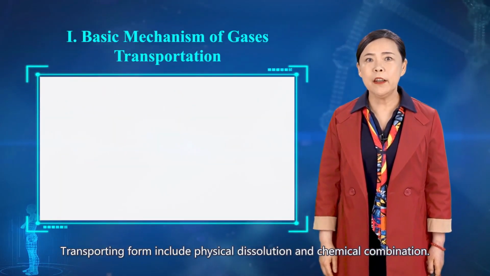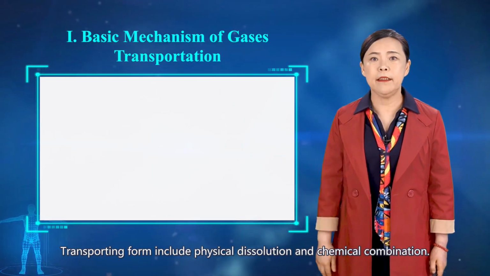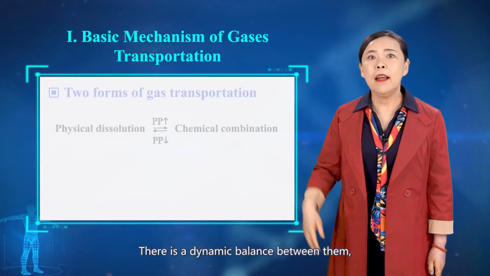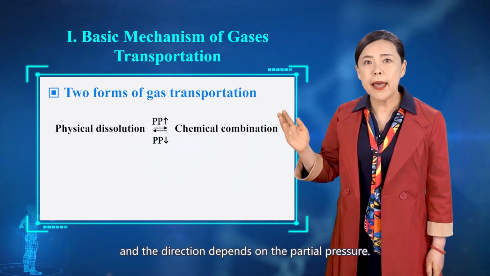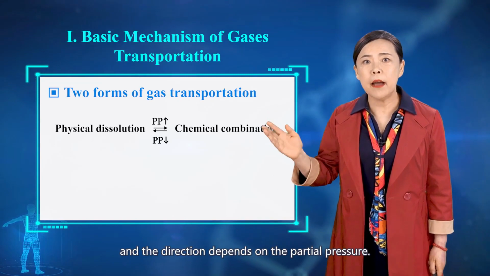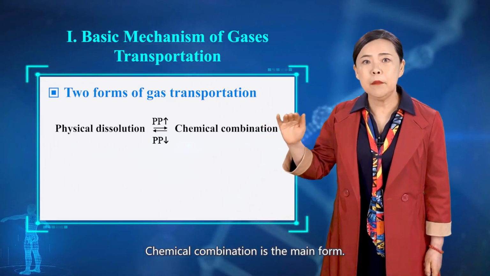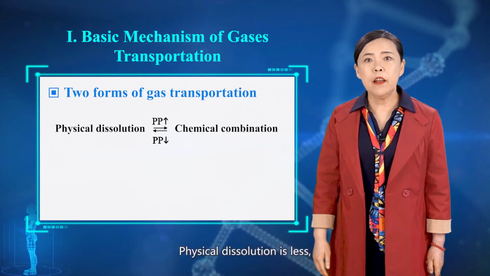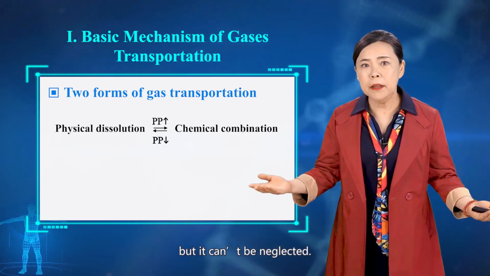Transporting forms include physical dissolution and chemical combination. There is a dynamic balance between them. The reaction depends on the partial pressure. Chemical combination is the main form. Physical dissolution accounts for less, but can't be neglected.